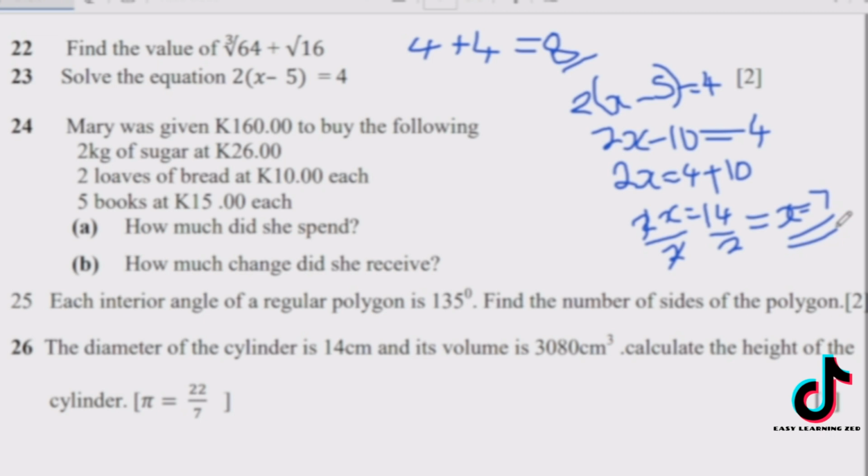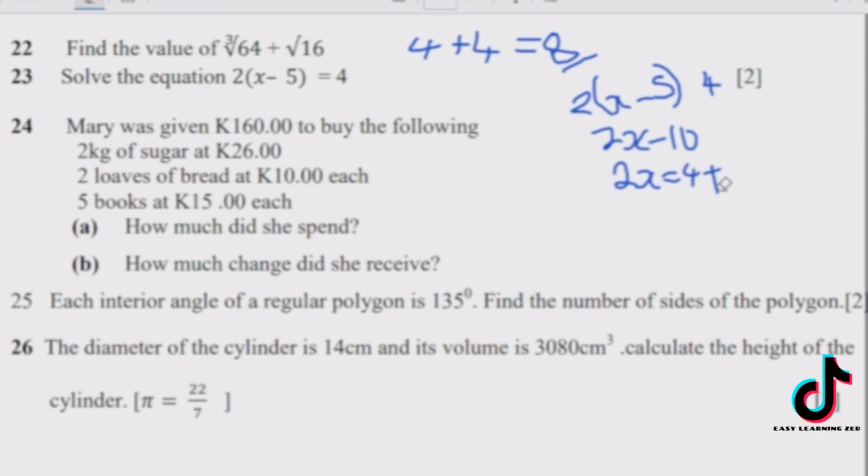Okay, now let's go to this question here. Because of space, I'm going to erase this. I hope you have understood. I'm going to erase this so that I can solve for this as well.